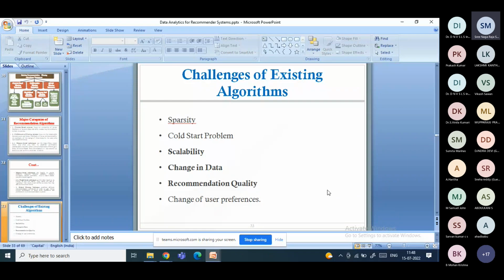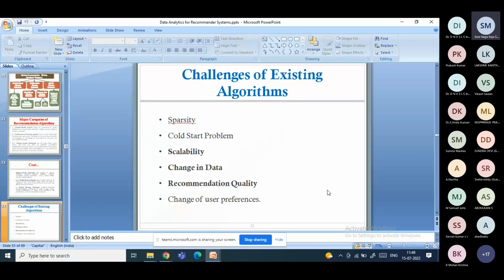The next one is scalability. Scalability means, okay, no problem at all. Now I have thousands of data, 1,000 records, and I gave some recommendation. Now it is increased to 1 lakh users for the particular product, then 1 crore users for the particular product. That is scalability. And the next one is change in data. Change in data means that preferences are modified by the users. Preferences are changing.